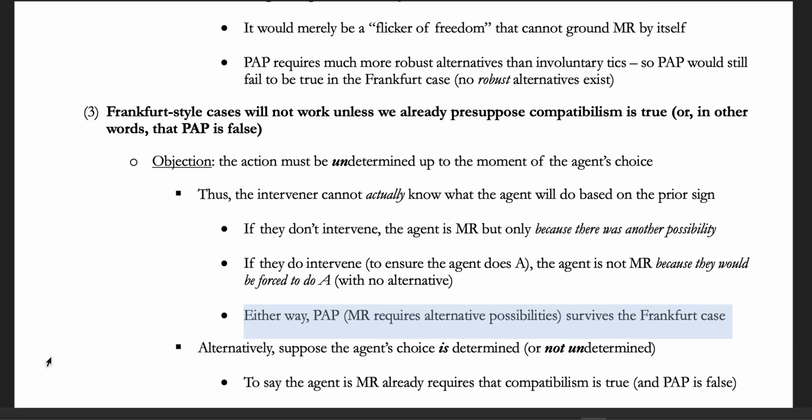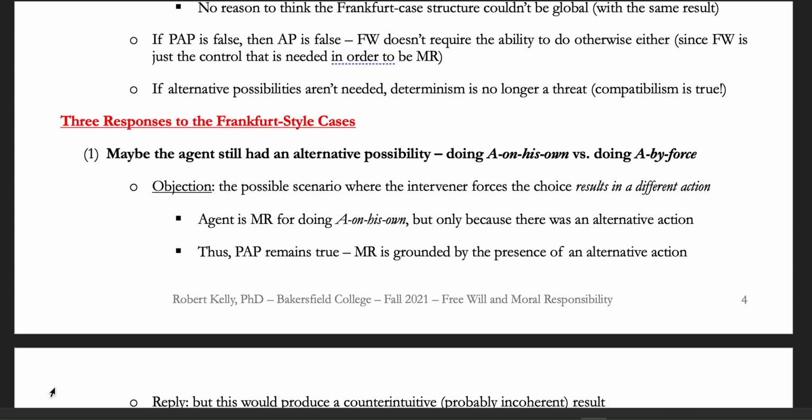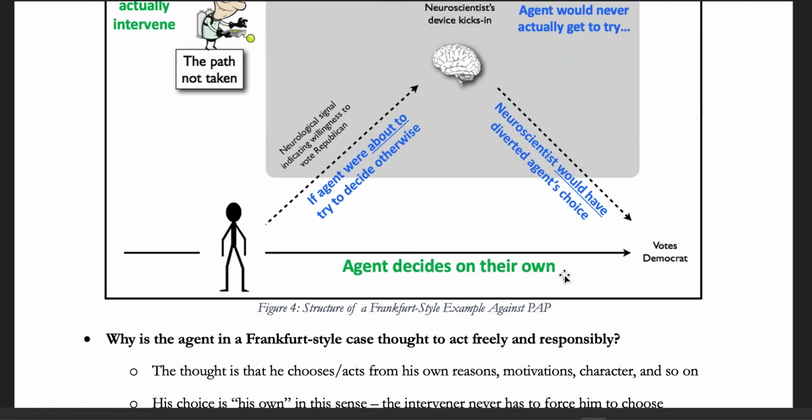Now, why think it has to be undetermined? The action must be undetermined. Why think that? Well, consider the alternative. Suppose the agent's choice is determined. It's not undetermined. It is determined. Well, then, this is the presupposing part. If it's determined, then to say that the agent is responsible just already presupposes compatibilism. Well, he's determined. He doesn't have any alternative possibilities, right? If the choice to do A, if this choice down here is determined, then we already have our answer to PAP. This can't tell us anything.